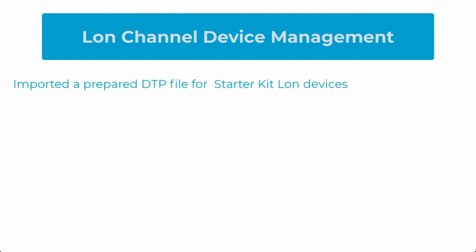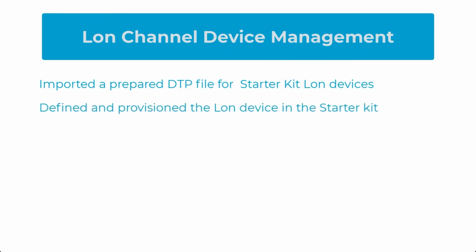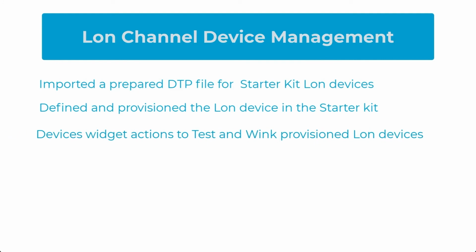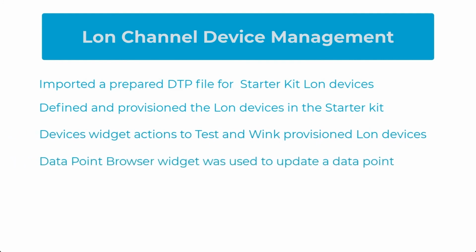In this short video, we have learned how to import a prepared device type package for the defined devices in the Lon channels of the starter kit. Using the device widget, we have defined and provisioned the Lon devices. The device widget was used to test and verify communication to the devices, and finally, the Data Point Browser widget was used to inspect the data and control the device. This pattern is similar for all channel types supported by the Smart Server IoT. In other videos, we will walk through the process for Modbus RTU and BACnet devices.